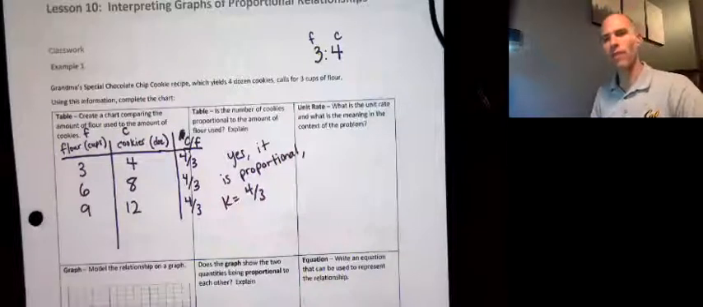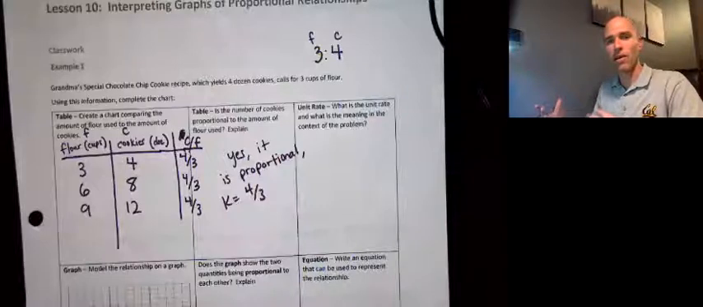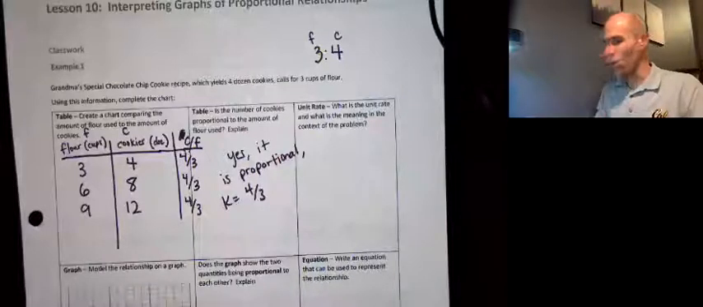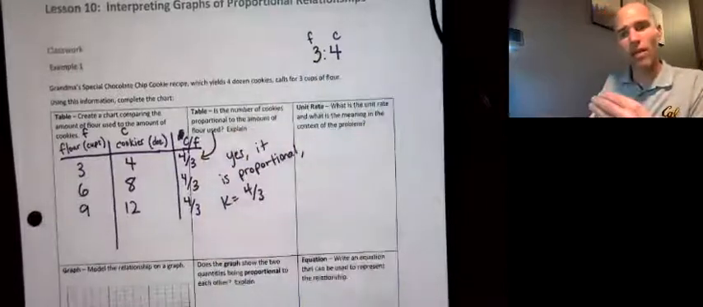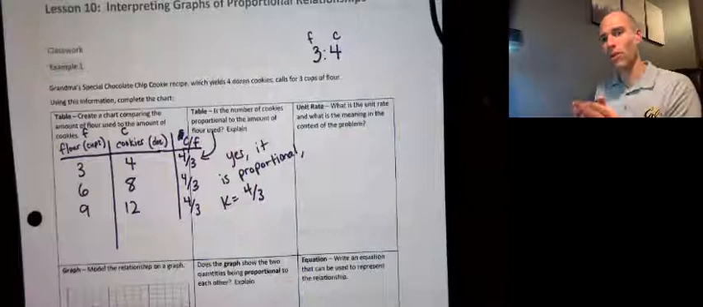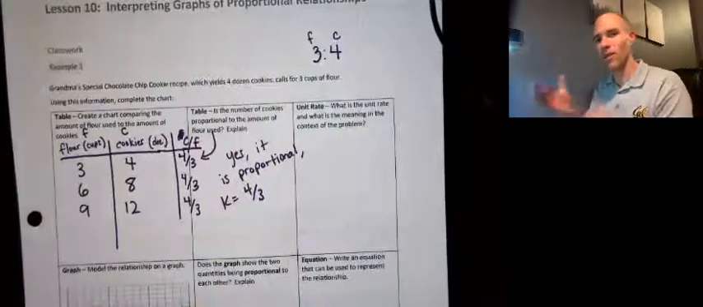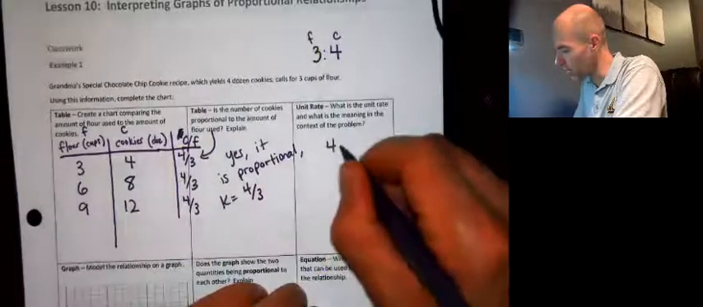And so now we're asked to find the unit rate, which means like how many cookies do you get for every 1 cup of flour? Well, we already did that. That's exactly what this number is. The constant of proportionality and the unit rate, how much you get of your Y value for 1 unit of your X value, they're the same thing. So 4/3 is the unit rate.